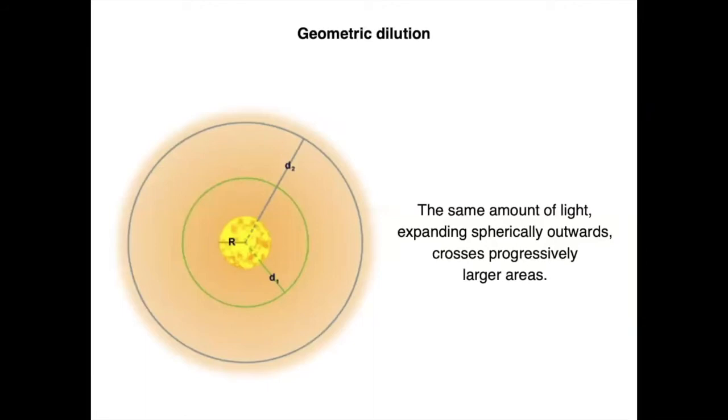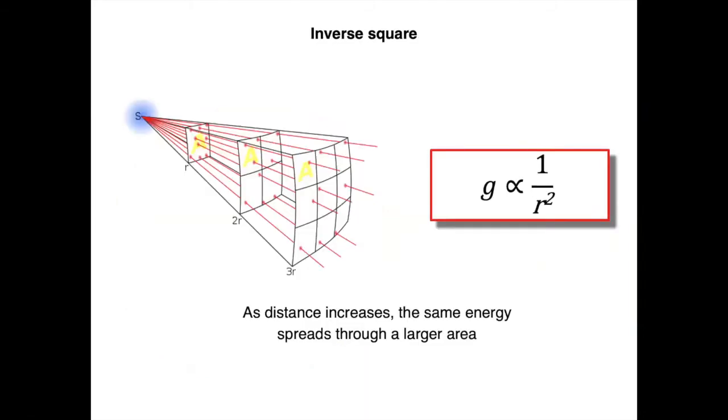So in the same way that you have for light, the same amount of light is expanding spherically outwards and crossing progressively larger areas, the same thing would be happening with gravity if it is something that is emanating from the sun, like light, and geometrically diluting with distance. As distance increases, then the same energy would be spreading through a larger and larger area. Then you would have gravity following an inverse square law. So ultimately, the inverse square law is a consequence of the universe being three-dimensional. And this insight, in fact, predates Isaac Newton.